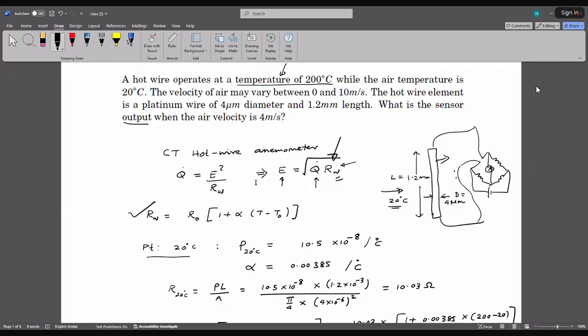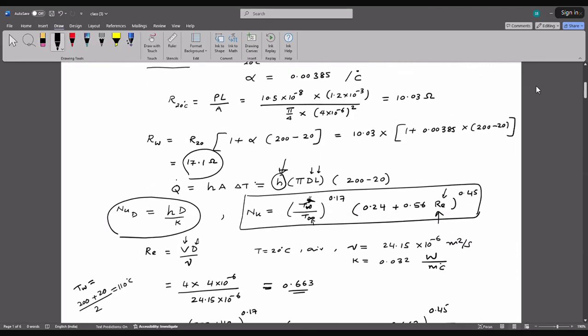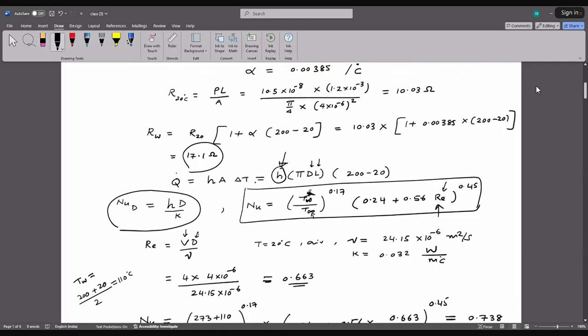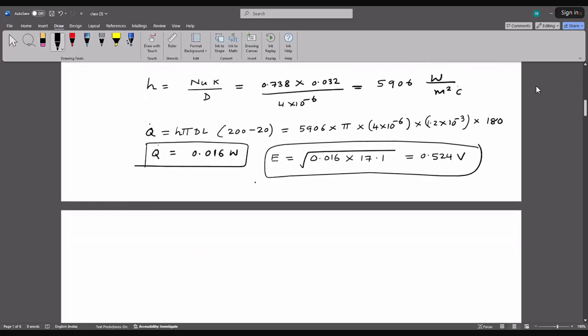Similarly, if it is a constant current, then in that case the formula will be slightly different, but the methodology will be the same. So you will take a similar approach of finding out the resistance and finally the current, which is the output.